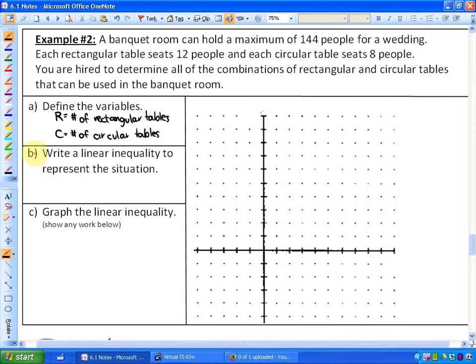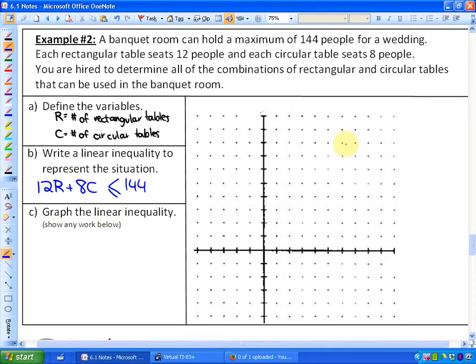So, for part B, you write a linear inequality. The actual inequality here is that 12 people for every rectangular table plus 8 people for every circular table has to be less than or equal to 144, because that's the maximum capacity and it can equal 144. So that's the actual inequality, and we're going to represent that inequality on this graph.